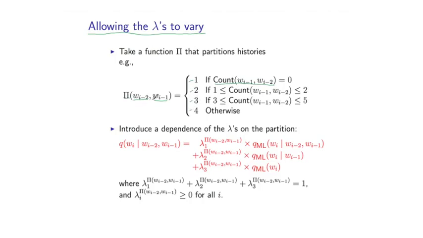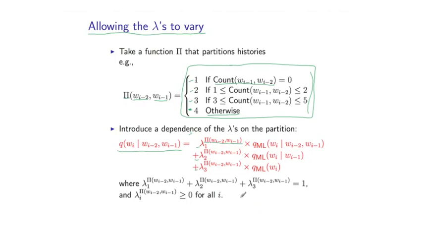So this function pi takes a bigram as input and returns 1 if the bigram count is 0, returns 2 if the count is between 1 and 2, returns 3 if the count is between 3 and 5, and returns 4 otherwise. So this partition is generally chosen by hand, but this is probably fairly typical of the kind of definition you might see. Now, once we've defined this partition, we give a slightly refined version of linear interpolation, where these lambdas vary depending on the value of pi.